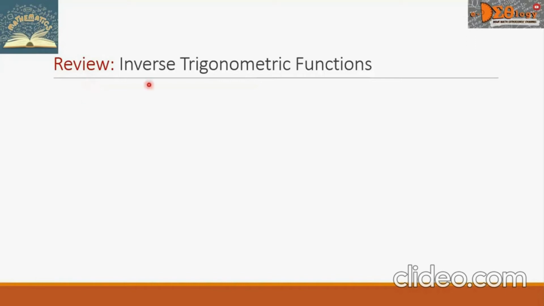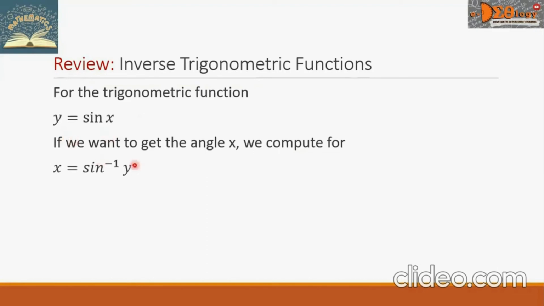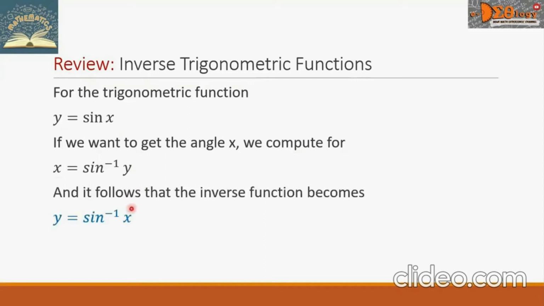Let us also review about inverse trigonometric functions. For the trigonometric function, let's say y equals sine x. If we want to get the angle x, we compute for x equals sine inverse of y. And it follows that the inverse function becomes y equals sine inverse of x. In other books, you will see y equals arc sine of x.